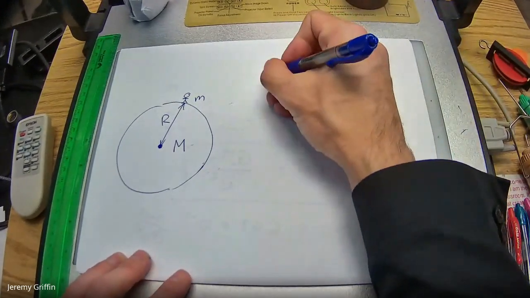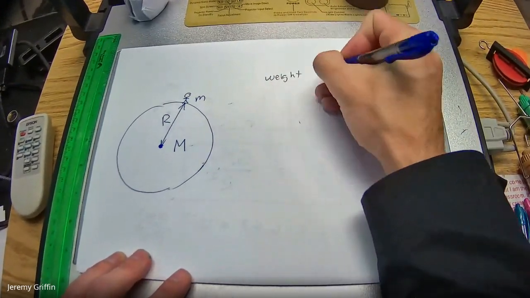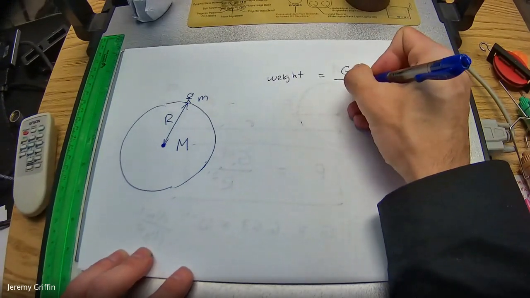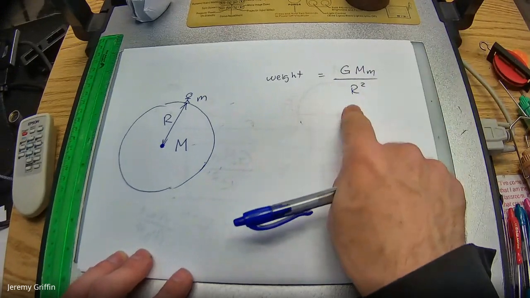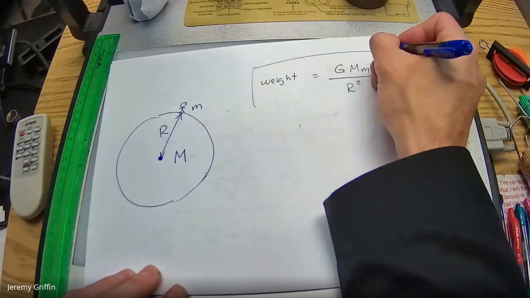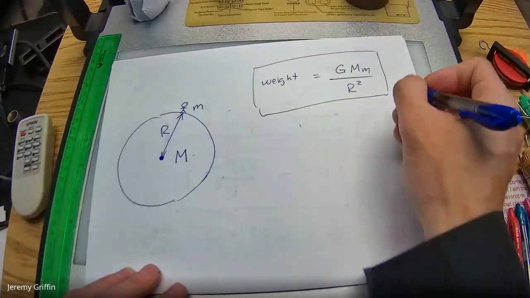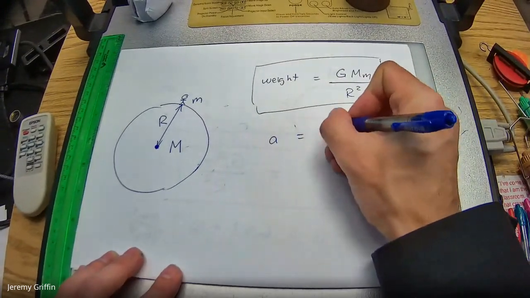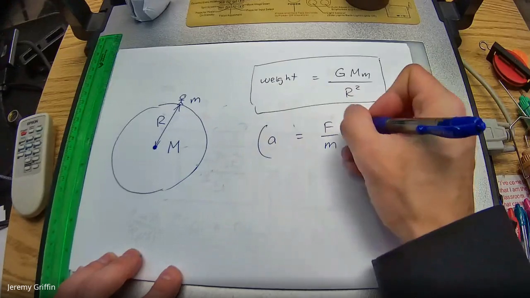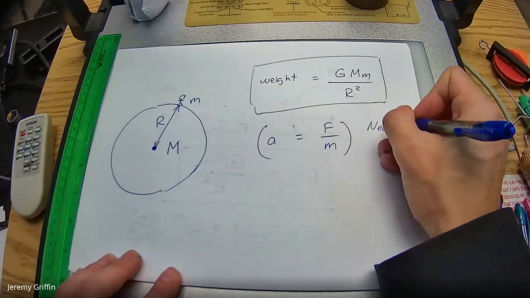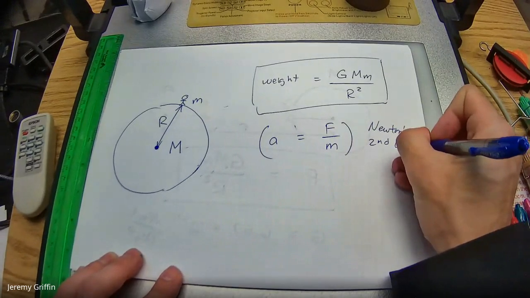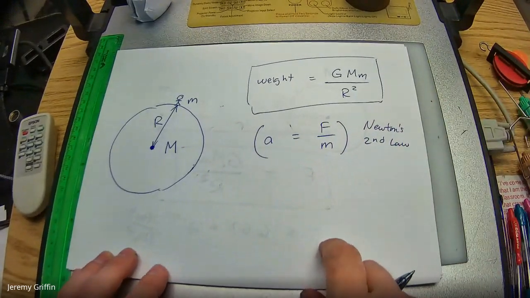So your weight is equal to GMm over r squared. Hey, that's the formula that we were just doing. It's the same thing. But then I can do something else with it. I remember that acceleration is equal to a force acting on a mass. This is Newton's second law of motion. Forces cause accelerations.